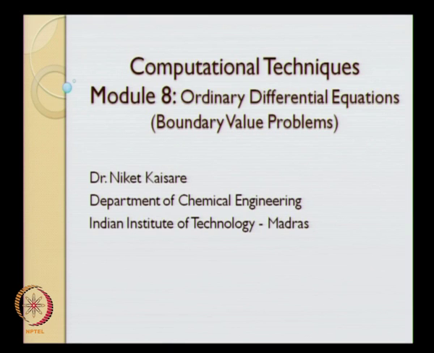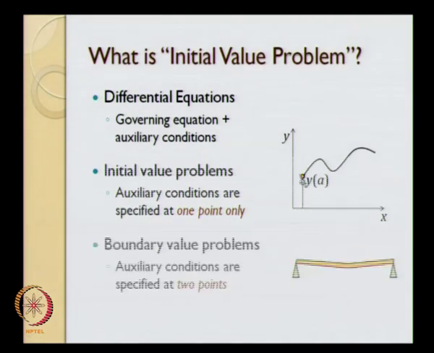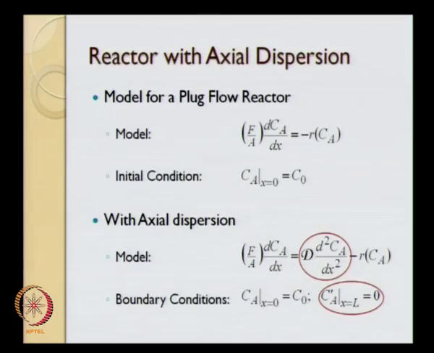So, in the ODE boundary value problem, we covered the difference between the initial value problem, which is hinged only at one initial condition, and a boundary value problem, which is hinged at both the boundaries, and that is how we motivated our boundary value problem. And then we solved the boundary value problem using two different methods. One was the shooting method and the other was the finite difference method.